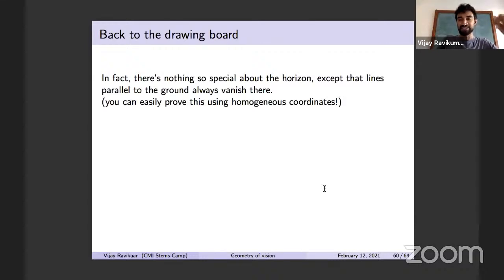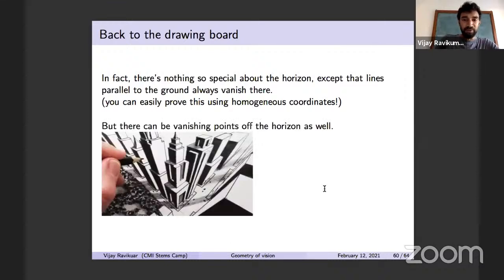Again, this is something that's very easy to prove if we just use our homogeneous coordinates, but I think we'll skim over that. You can see from this picture, for example, which is of a city from above, how there are vanishing points on the horizon, which are kind of off of our picture, but you can imagine that horizon line somewhere here. And there are also vanishing points off of the horizon. If you look at the vertical lines of the buildings, they're converging to some point down here somewhere. So that's just an example of how you can have vanishing points off of the horizon. There's nothing that special about the horizon line. It's just that that's where all of the families of parallel lines that are parallel to the ground converge.